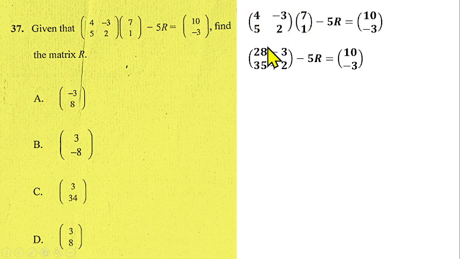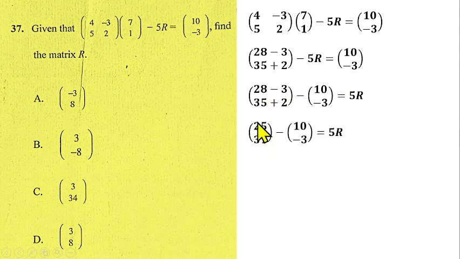So 4 times 7 will give us 28, plus minus 3 times 1 will give us minus 3. Then 5 times 7 will give us 35, plus 2 times 1 will give us 2. Then minus 5r equals this column matrix. If you simplify this further, we can collect that, and this one comes here, this one comes here. So you have this minus this, then this one equals this.